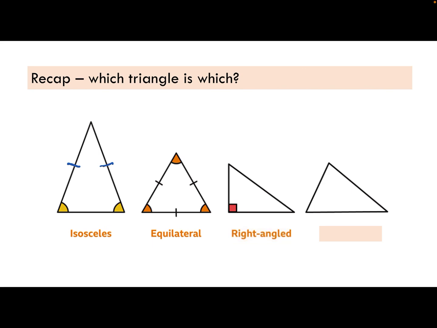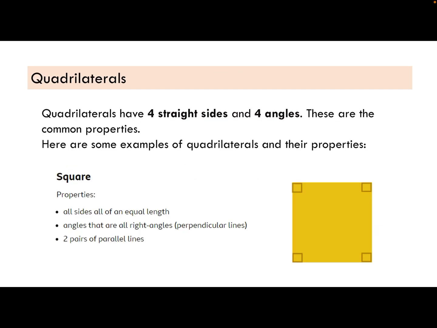Which, interestingly, this right angle triangle is also scalene. And this final one is scalene as well. But that right angle triangle is also scalene. And you can have right angle isosceles triangles. You cannot have a right angle equilateral triangle. It'd be interesting to see if anybody can tell me why you cannot have a right angle equilateral triangle. So on with today's maths.